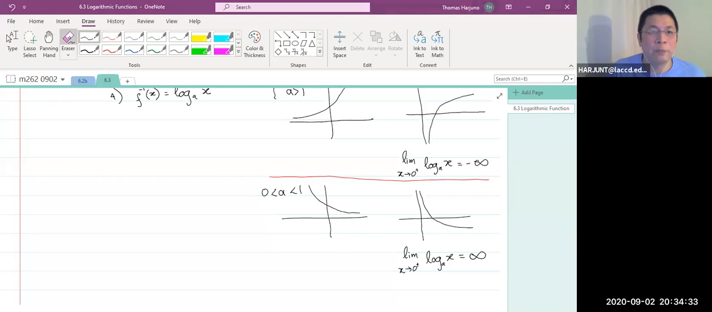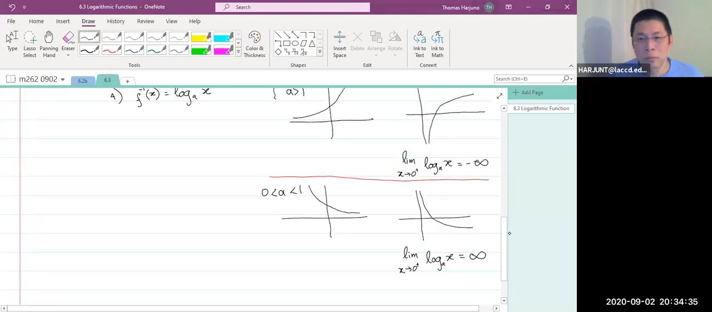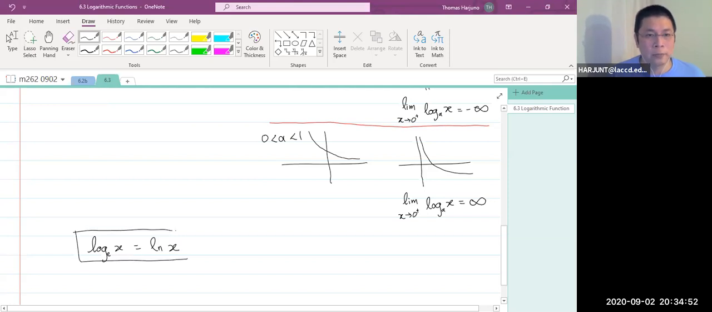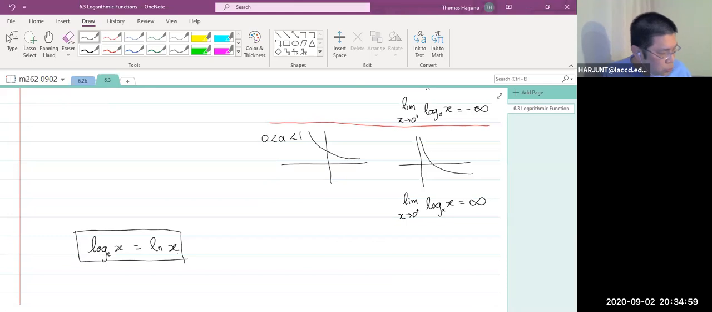What happens if we have base e? Log base e of x is basically the natural log of x. That's actually the definition of the natural log of x. Now we will use this to solve problems from this section 6.3. Again, this is basically a review.